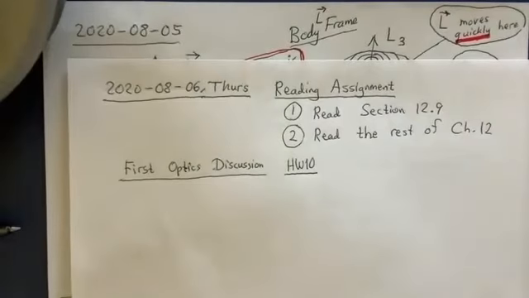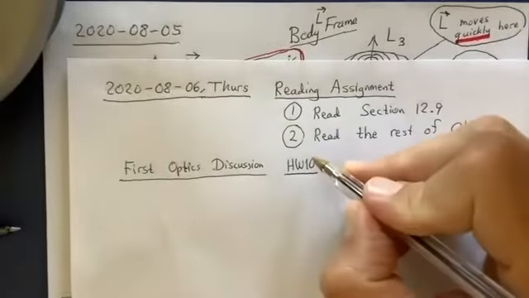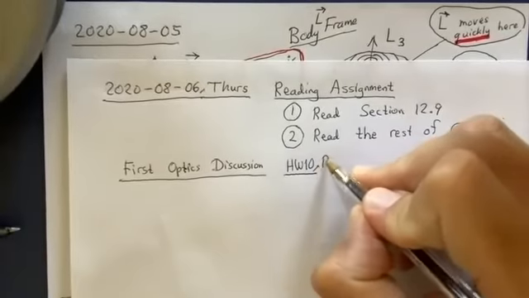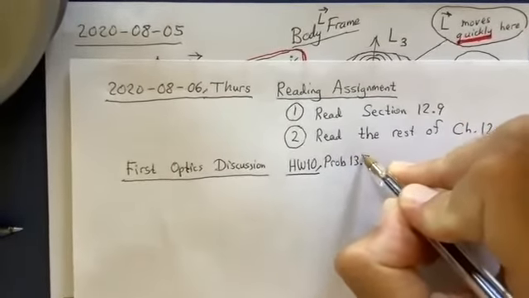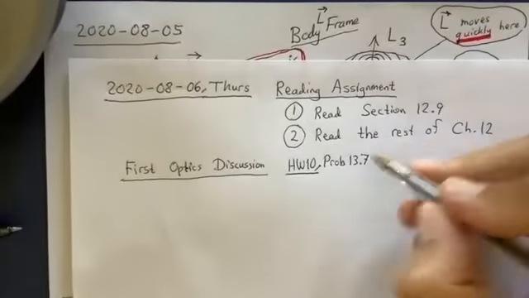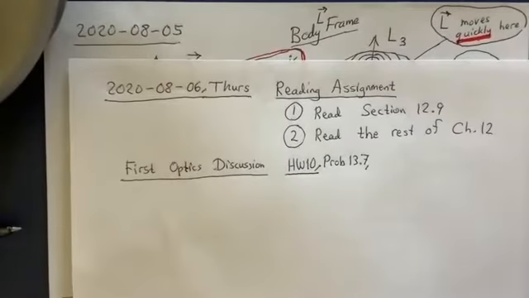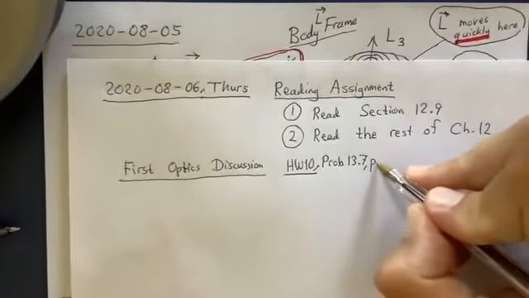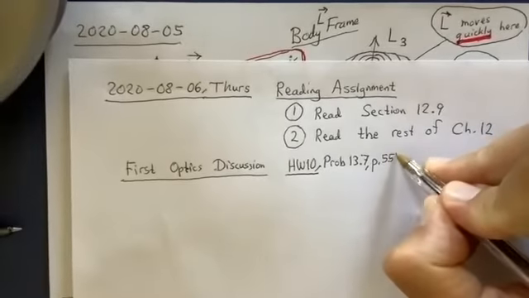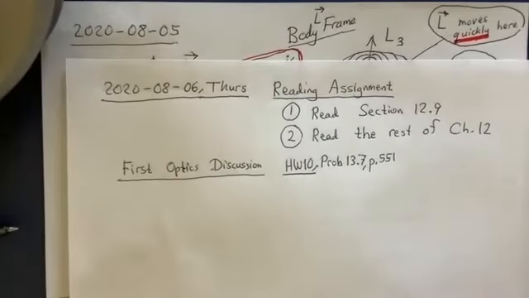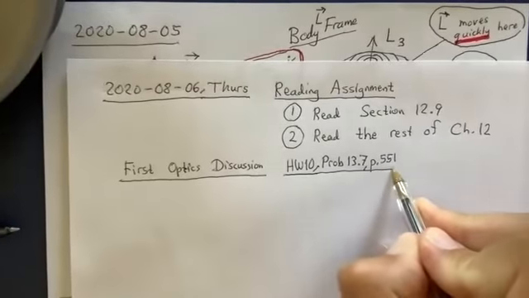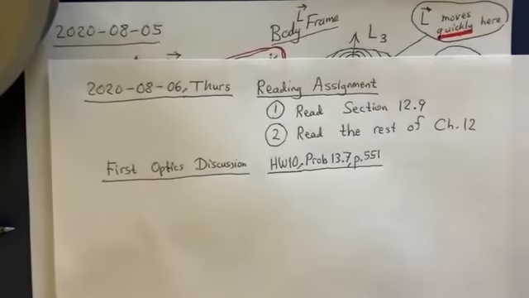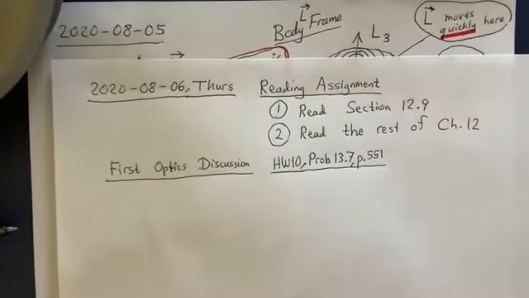Okay, we've got homework 10, the current homework assignment. We've got problem 13.7. That's page 551. Perhaps you've noticed my writing's getting smaller because I have to squeeze a bunch of stuff in here. Okay, this is going to be a 3-way comparison. We're comparing this, and one more thing.